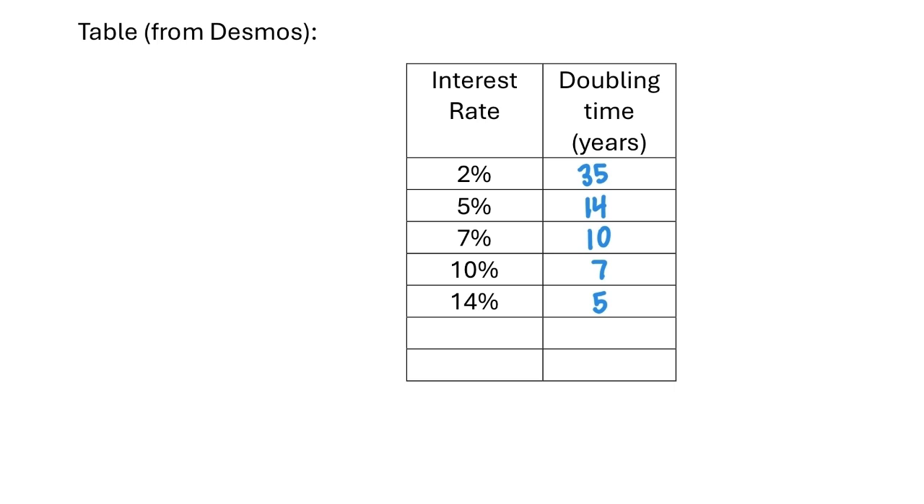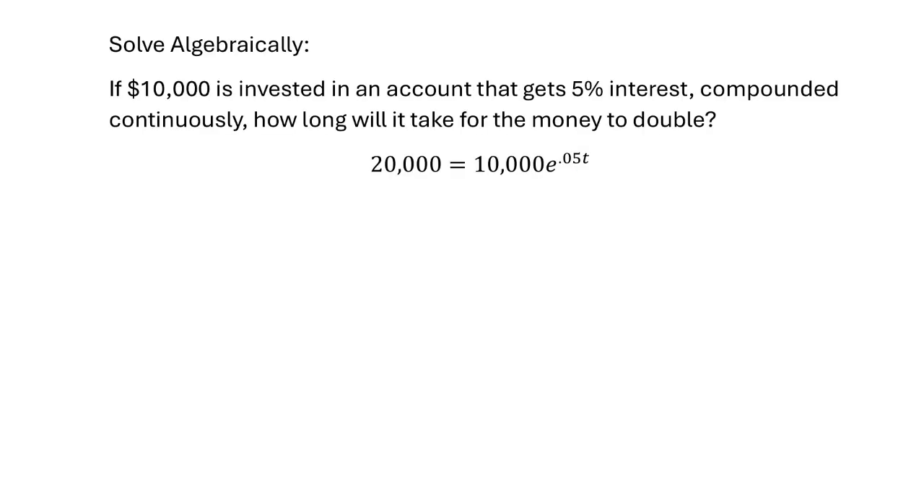But second, you might observe that if we multiply across the table, we always get 70, or about 70 since we're rounding to the nearest year. So 2 times 35 is 70, 5 times 14 is 70, and so on. So just looking at this table, we could discover the rule of 70. But why does the rule work from an algebraic standpoint?